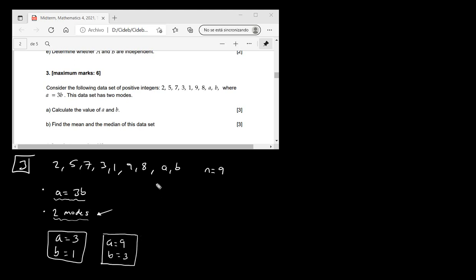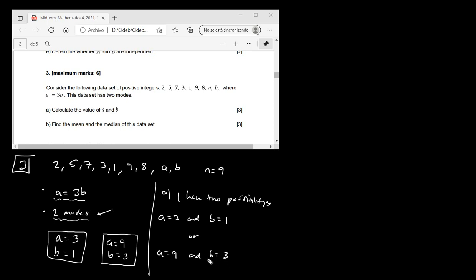So, how should I answer letter A? Calculate the value of A and B. I have two possibilities: A equals 3 and B equals 1, or A equals 9 and B equals 3. That's it. Both of these are perfectly good.